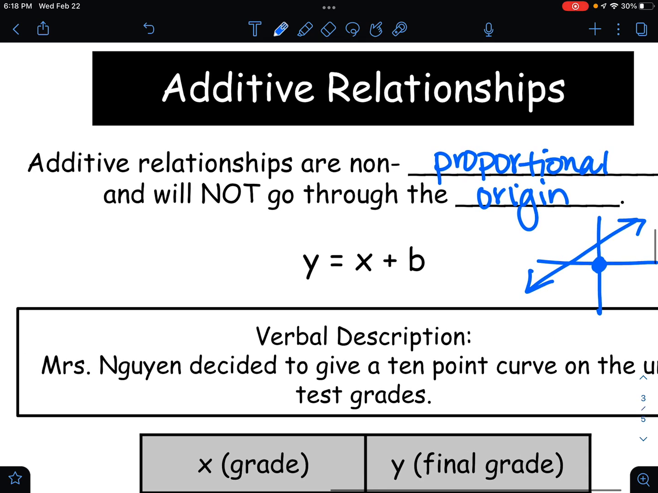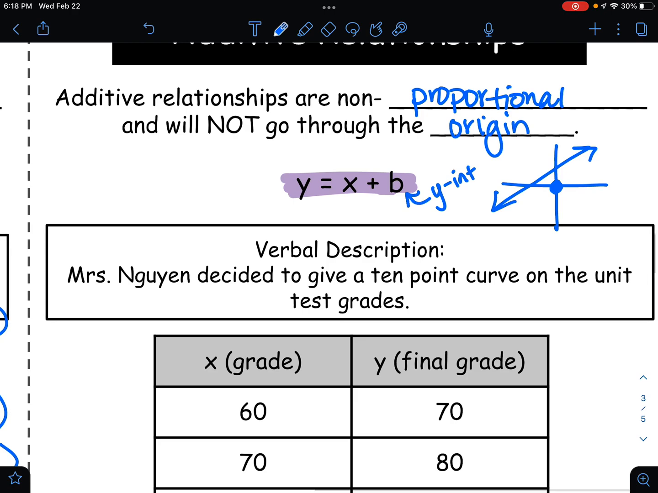And the equation that we typically see this as is y equals x plus b. And you'll learn this more, but b is where it goes through the y-intercept. That's where it crosses the y-axis. Okay, but you don't really need to know that yet.